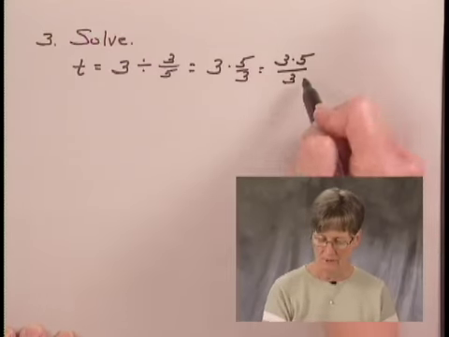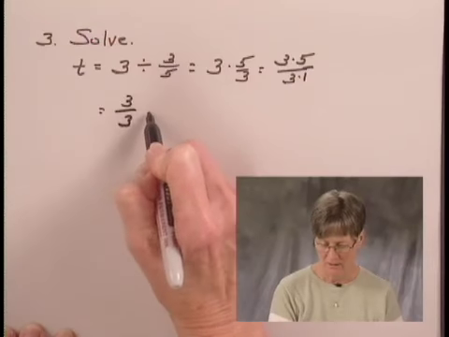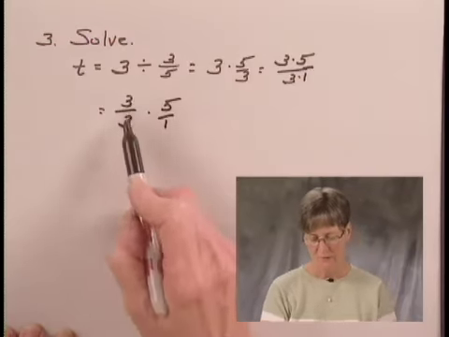And I can write this 3 as 3 times 1, and then I can write this as a product where I have 3 over 3 as one factor and 5 over 1 as the other factor. 3 over 3 is equal to 1, so I have 1 times 5 over 1, or 5 over 1, or just 5. And the 4th step is to check this solution in the original problem.